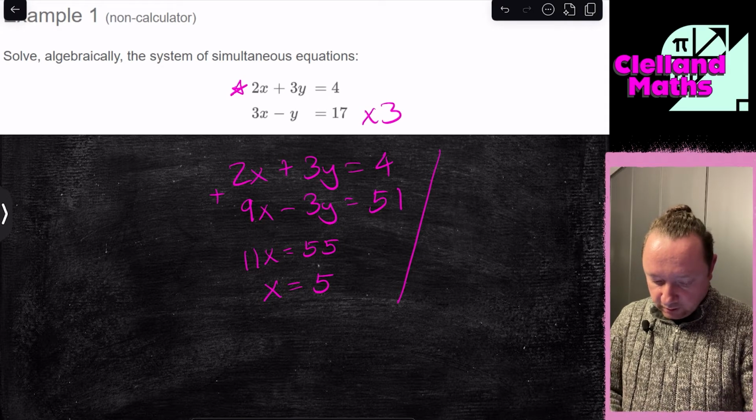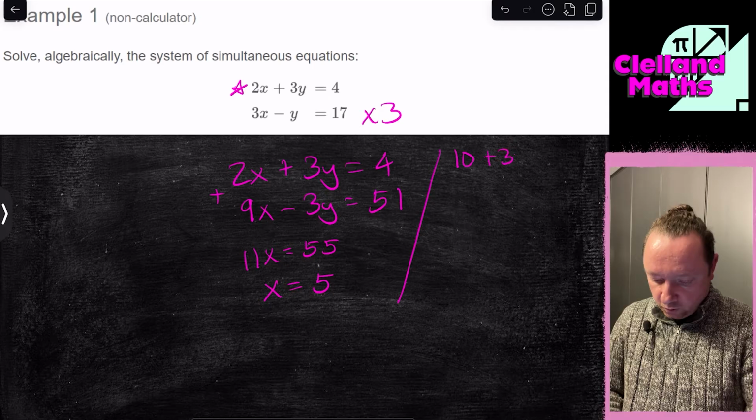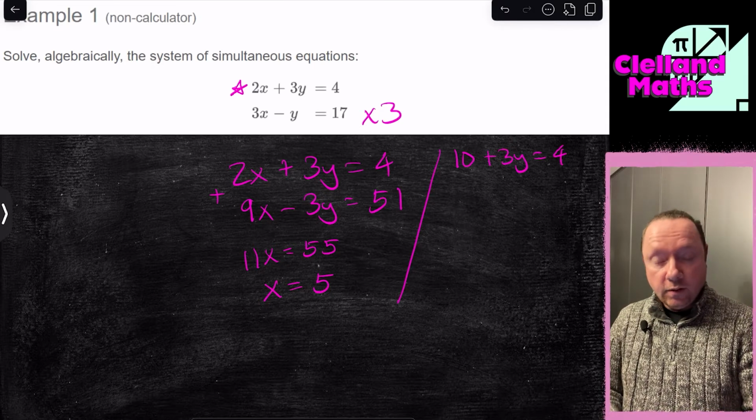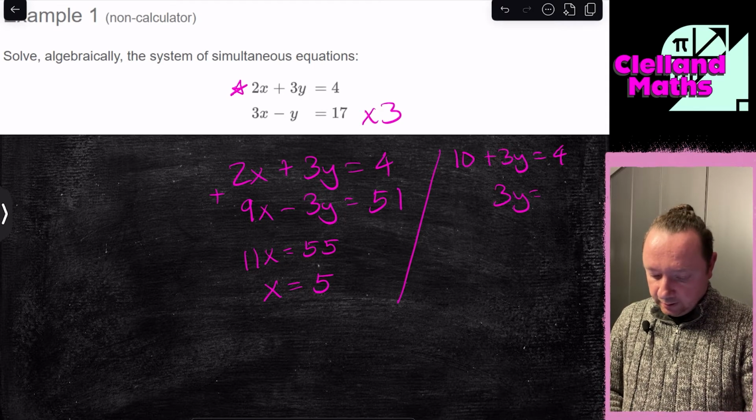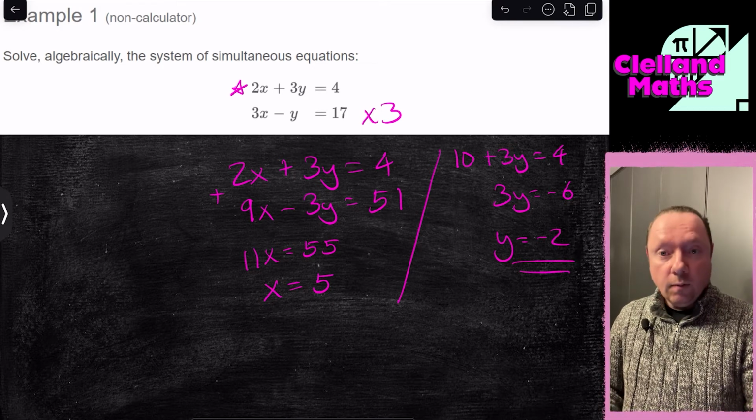So we've got 2 5's is 10, plus 3y equals 4. So I'll take away 10 from both sides. 3y is minus 6, and divide by 3, y is minus 2, and we're done there.